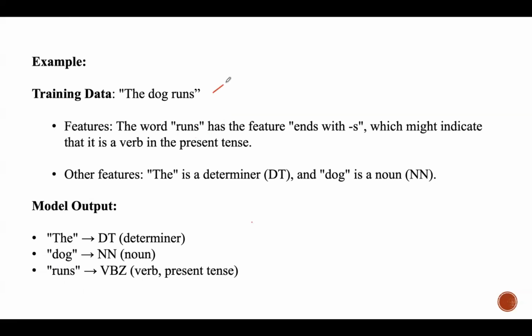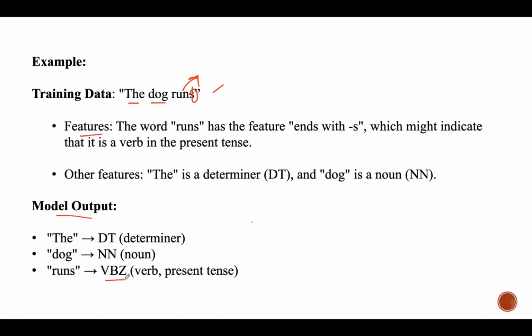Let us take the sentence, the dog runs. First it will extract the features. If you take the word runs, as this word ends with s, it is clear that it is a verb in the present tense. And the is a determiner. As dog follows a determiner, it is considered a noun. So based on this, the model will predict the respective POS tags for the words in the sentence. The is identified as a determiner, dog is a noun, and runs is a verb in present tense.